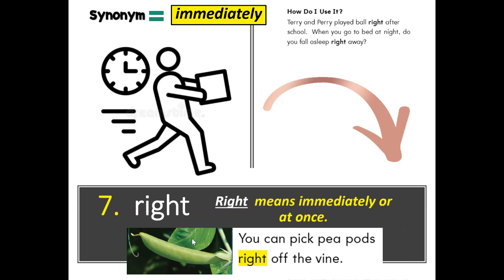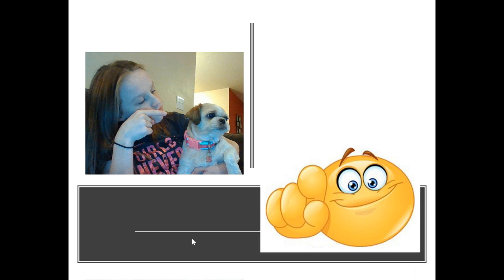How do I use it? Terry and Perry played ball right after school. Immediately after school, right after school. When you go to bed at night, do you fall asleep right away? So in this case, it's not left or right, like your left hand or your right hand. It means immediately or at once. Right, R-I-G-H-T, right.